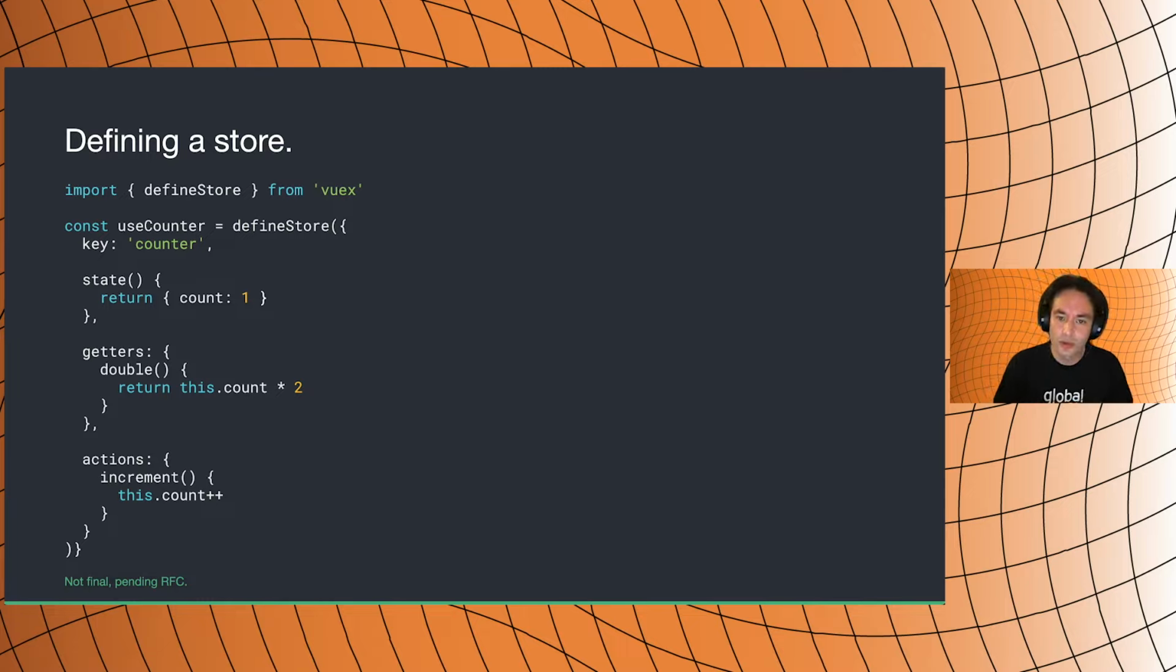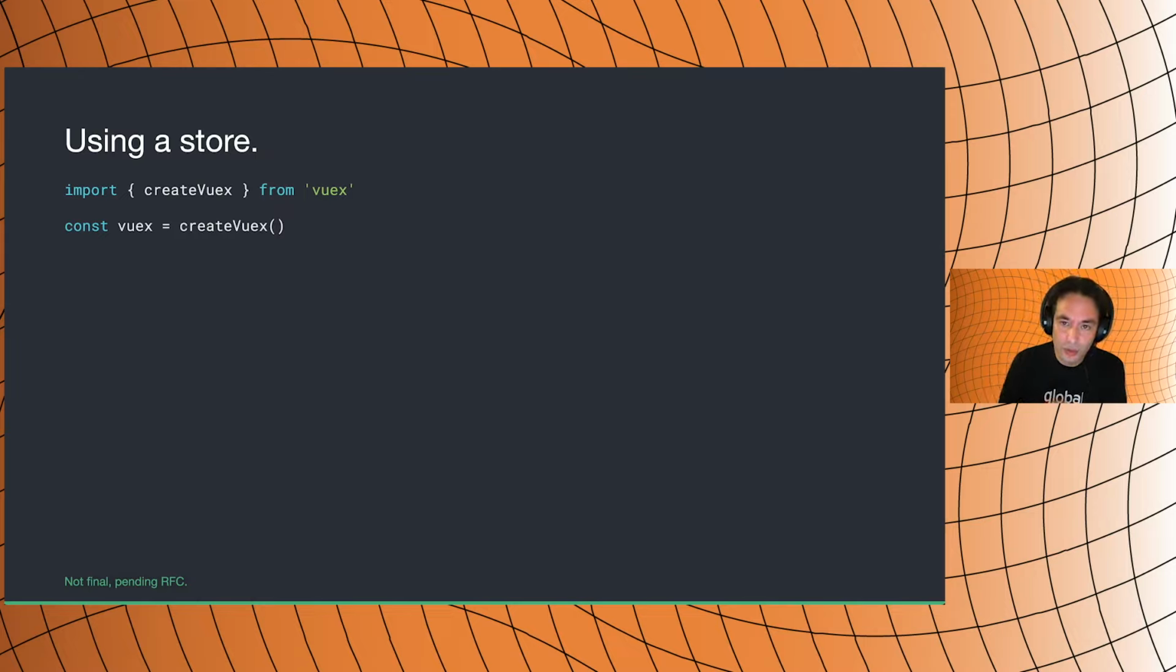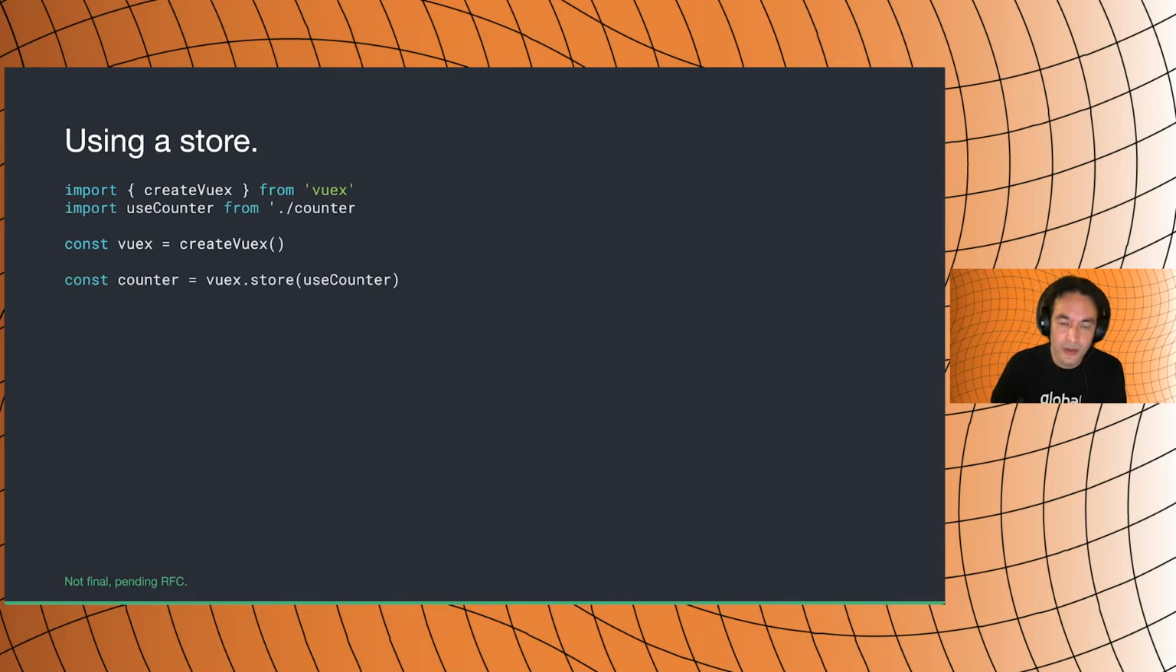Now, we have a store definition, but this is just a definition, so you can't really use this just yet. To use the store, we need a small setup. First, we create a new Vuex instance. It's not a store instance anymore, it's a Vuex instance. Then you can call the vuex.store method and pass in the previously created store definition. In this case, it is called useCounter.